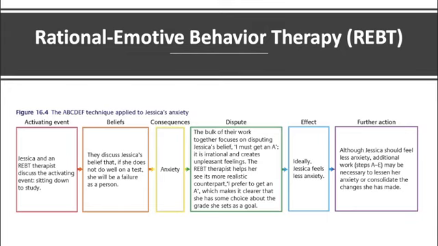So then we move on to the dispute step. This is where most of the therapy takes place, where the focus is on disputing the patient's belief of having to get an A no matter what. And if she doesn't, she has these negative feelings about herself. So the goal here is to change this way of thinking to a more realistic way of thinking. And the effect of this usually leads to less anxiety. And finally, further action refers to the fact that typically patients need to repeat steps A through E several times until their anxiety levels are decreased permanently.